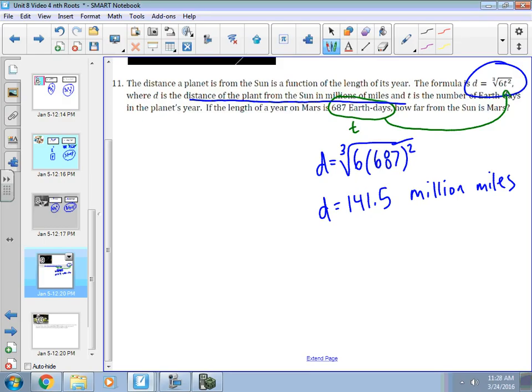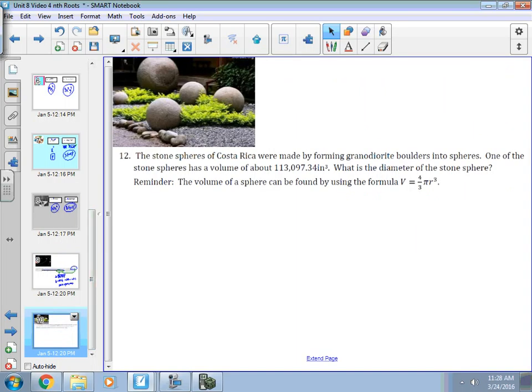Millions means you would have to take this and times it by a million. So if you want the actual number answer, then you would take that and times it by a million and you would get the answer. So be careful, especially when it's worded like that on the problem.